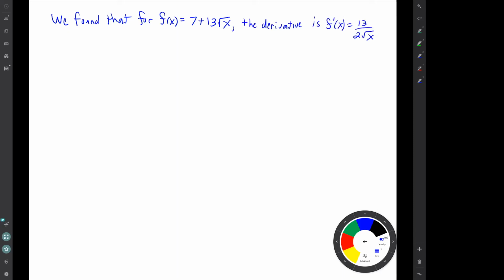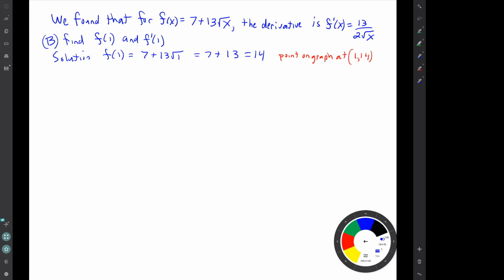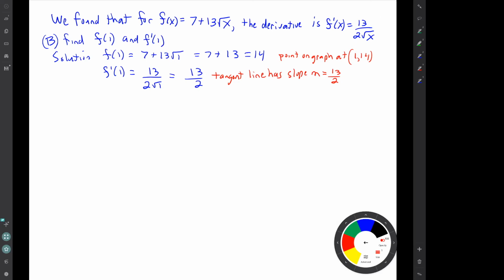Now let's compute our function values and derivative values in parts B, C, D, and E. So f of 1 is 14, which tells us that there's a point on the graph at (1, 14). Now find f prime of 1. The result was f prime of 1 is 13 halves. That tells us that the tangent line at x equals 1 has slope m equals 13 halves. Now let's go on to part C.